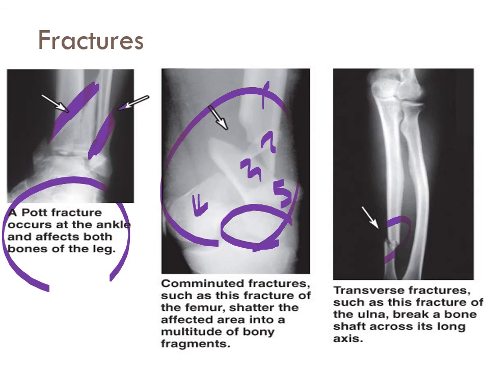Here's a transverse fracture, which is a fracture directly across a long bone, across the shaft of a long bone. So this bone is the ulna, this is the elbow, this is the head of the radius, this is the humerus, and this is the ulna.